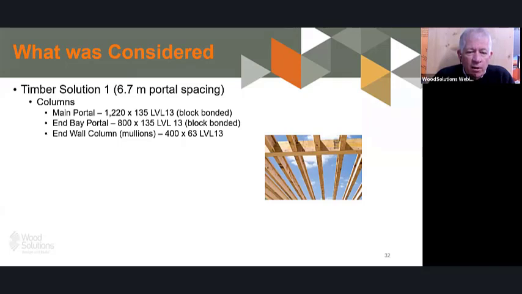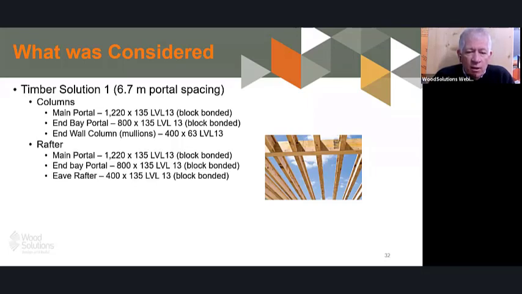1,220 millimetre by 35 millimetre LVL 13 block bonded LVL. It used a smaller section, obviously, for the end bay portal, 800 millimetres, again using block bonded LVL, and girts and end mullions at 463. The rafters were similar sized LVL, and I will explain a bit further why these particular sizes were used. The purlins were just a standard 300 by 45 LVL 13, similar for the girts.